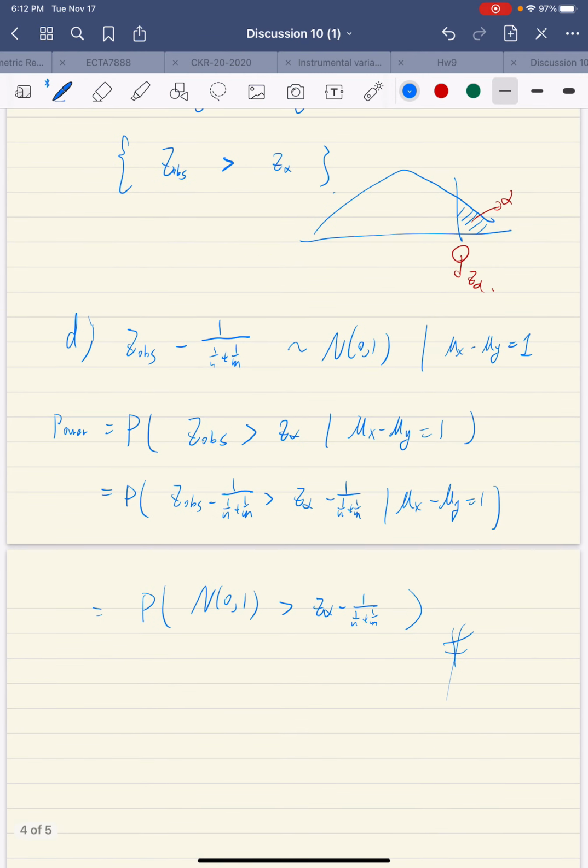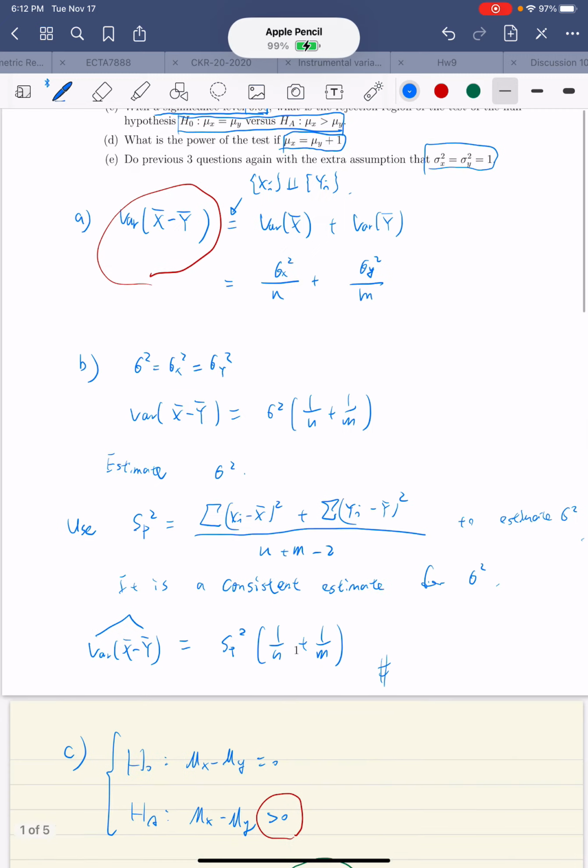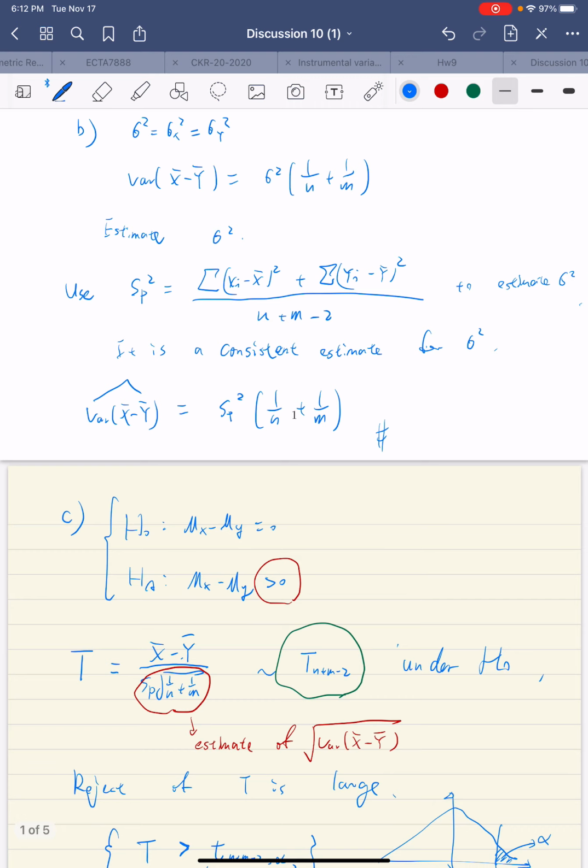So when the variance is unknown, you have to use a t distribution. And when the variance is known, you have to use the normal distribution.